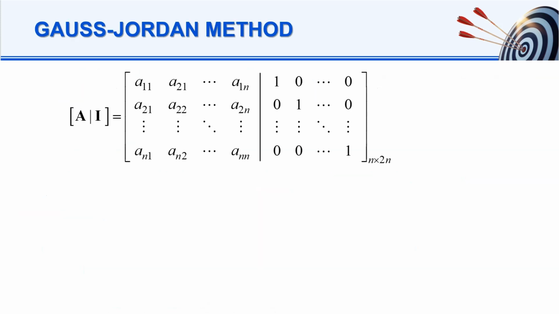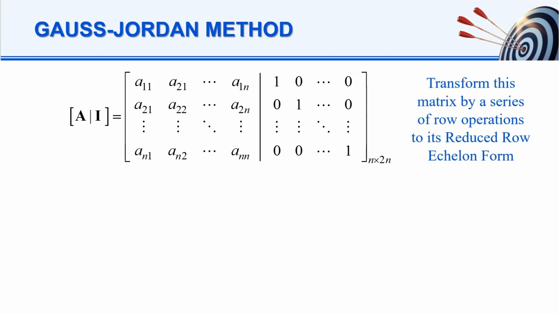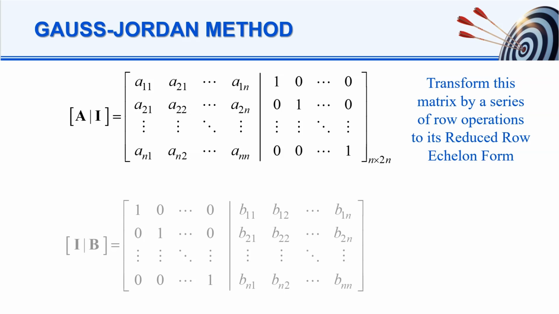In this method, first, the augmented matrix, consisting of matrix A and the identity matrix, is set up. Then the augmented matrix is transformed into its reduced row echelon form, which, for an invertible matrix, is the identity matrix. This transformation is simultaneously applied to the identity matrix, which at the end results in the inverse of A.